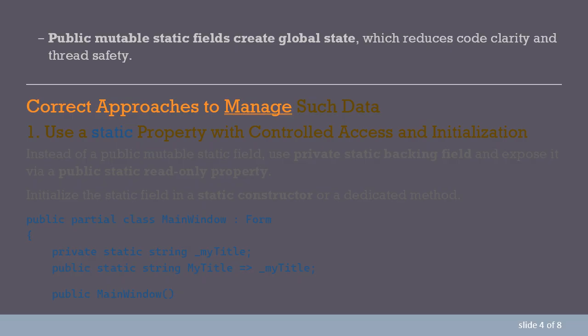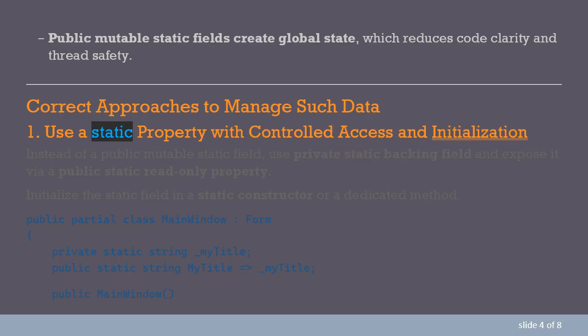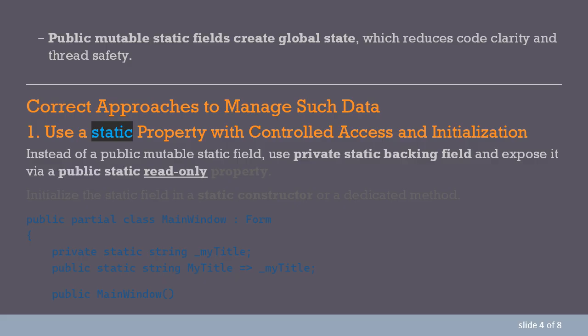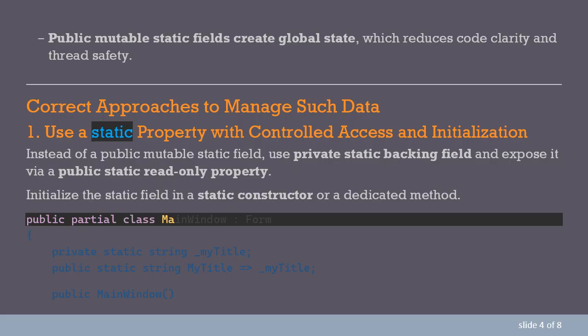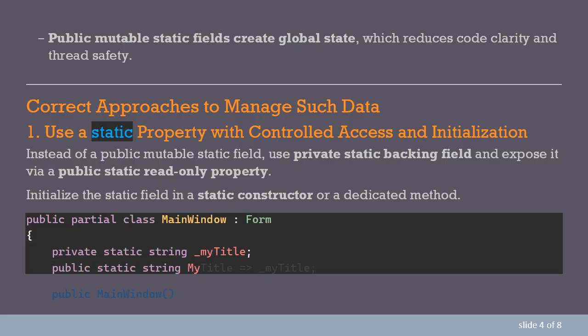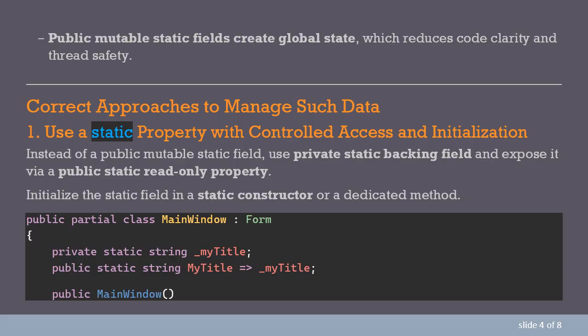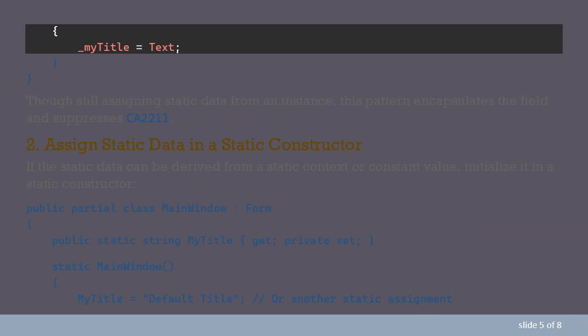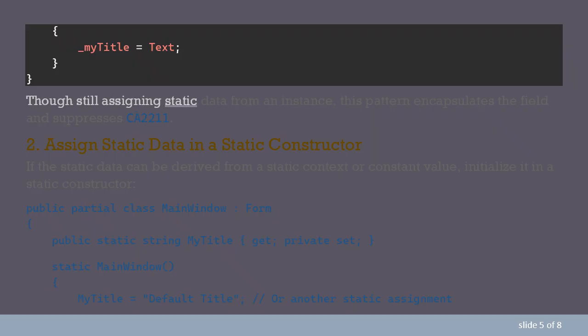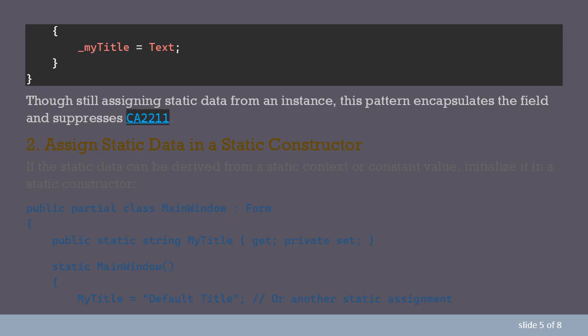Correct approaches to manage such data. 1. Use a static property with controlled access and initialization. Instead of a public mutable static field, use a private static backing field and expose it via a public static read-only property. Initialize the static field in a static constructor or a dedicated method. Though still assigning static data from an instance, this pattern encapsulates the field and suppresses CA2211.